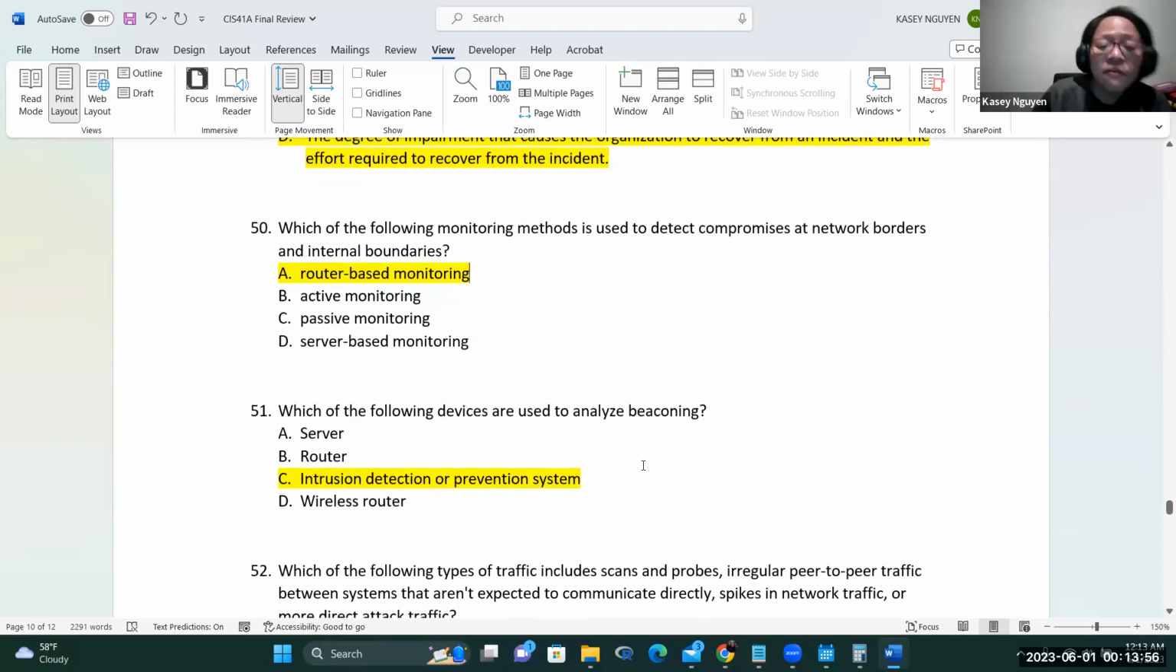51. Which of the following devices are used to analyze beaconing? And we want to use IDS or IPS, intrusion detection or the intrusion prevention system, to be able to analyze beaconing.